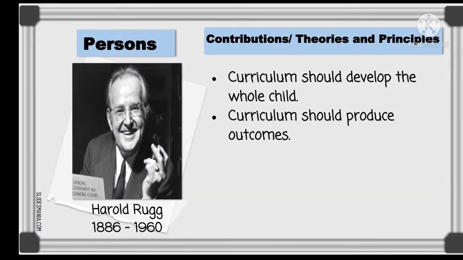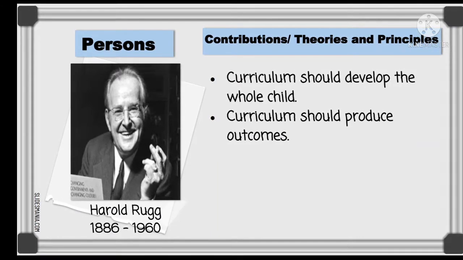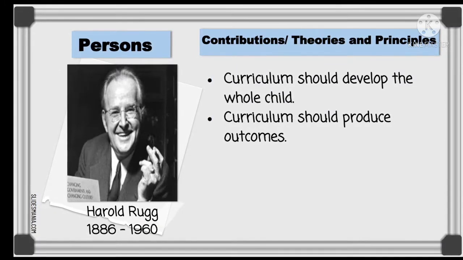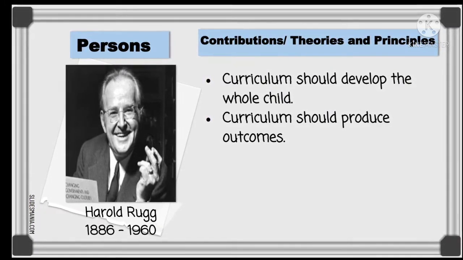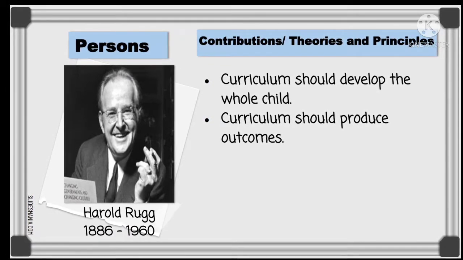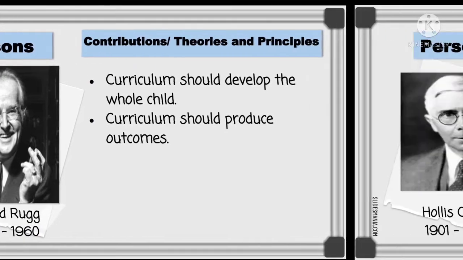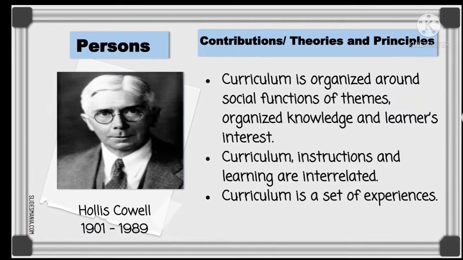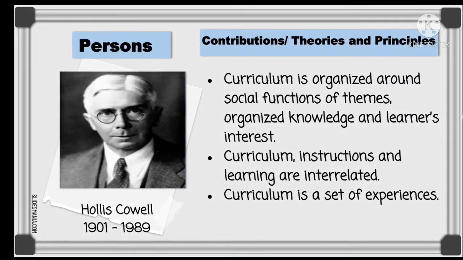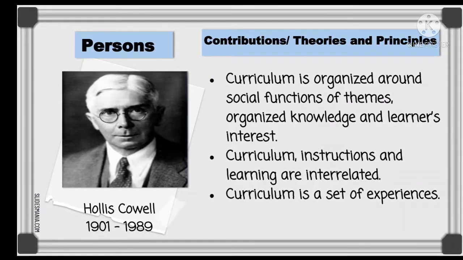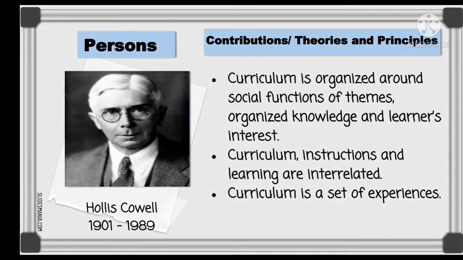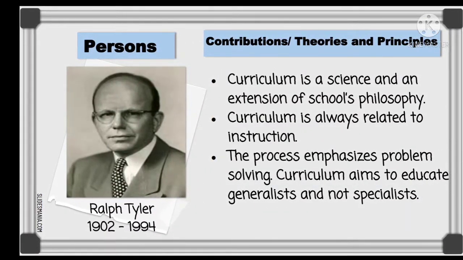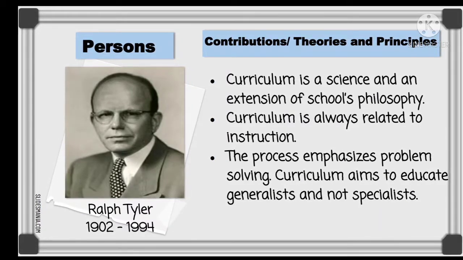Next one is Harold Rugg. So curriculum should develop the whole child. So it is more child-centered. So the curriculum should produce outcomes. So he emphasized social studies and suggested that the teacher plan curriculum in advance. The next one is Hollis Caswell. So for him, subject matter is developed around social functions and learners' interests. So it is said that curriculum, instruction, and learning are interrelated, and it is a set of experiences. The next one is Ralph Tyler. So for him, curriculum is a science and an extension of school's philosophy.